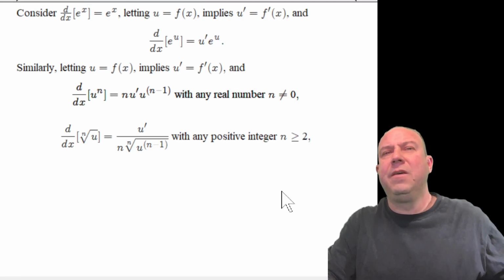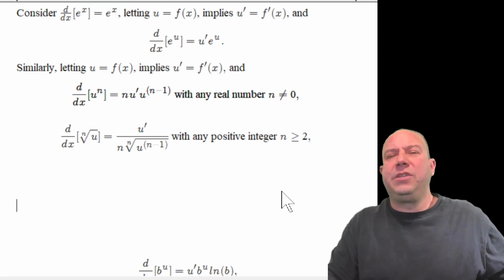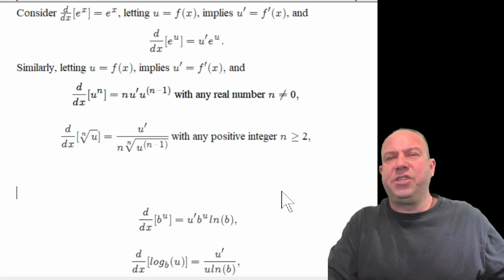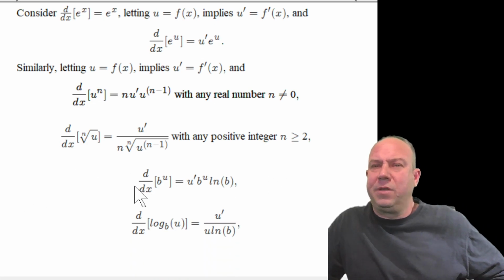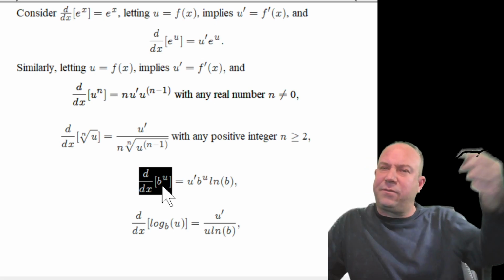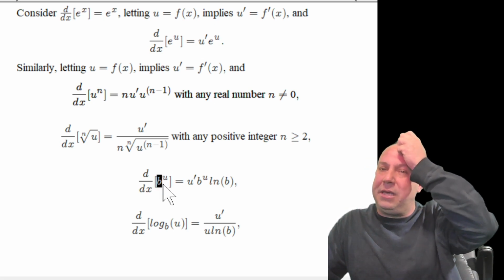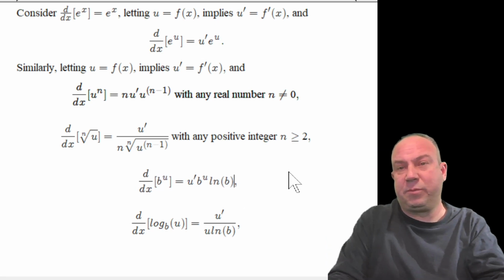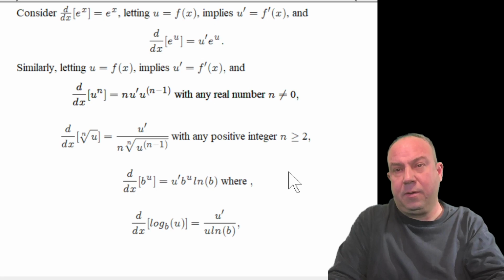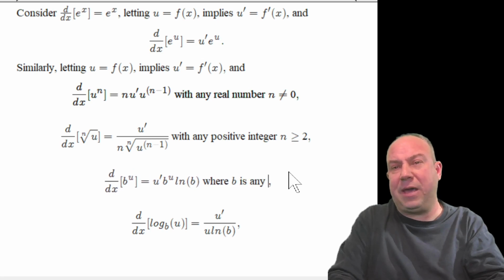All right. We can see this rule work itself into just our general exponential functions, such as b to the u. The derivative with respect to x for any base b at u. We might just say here, let's maybe point that out, this is where b is any base.